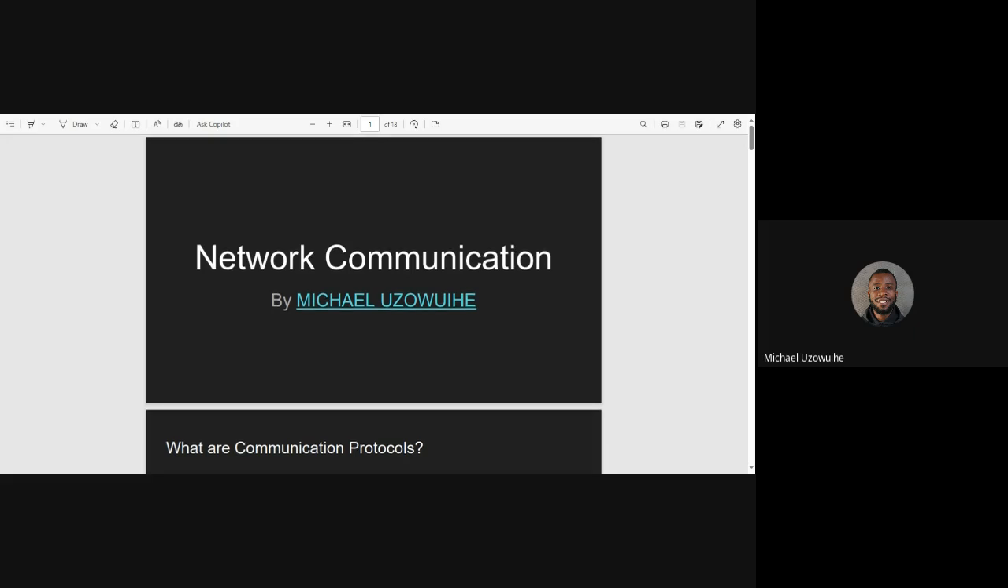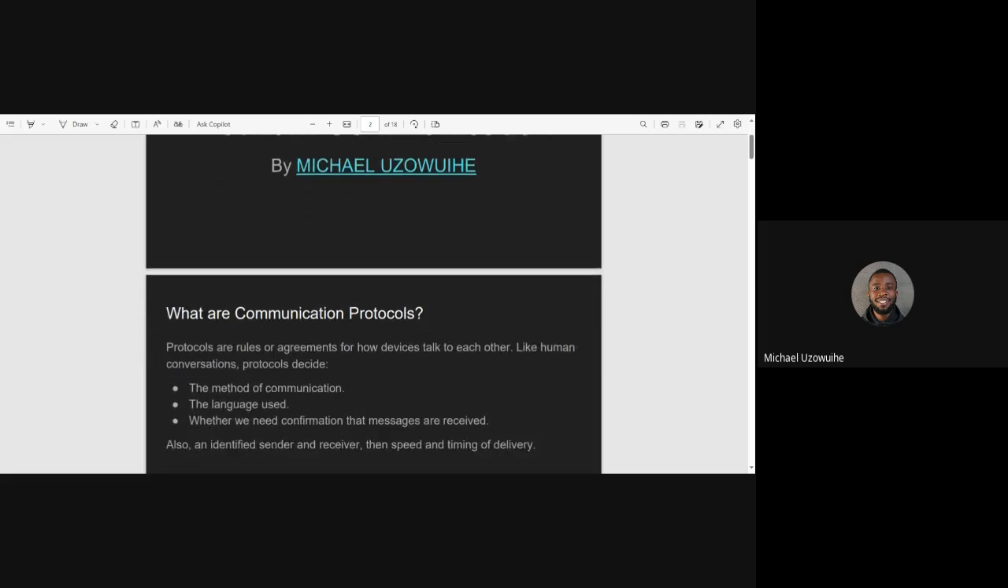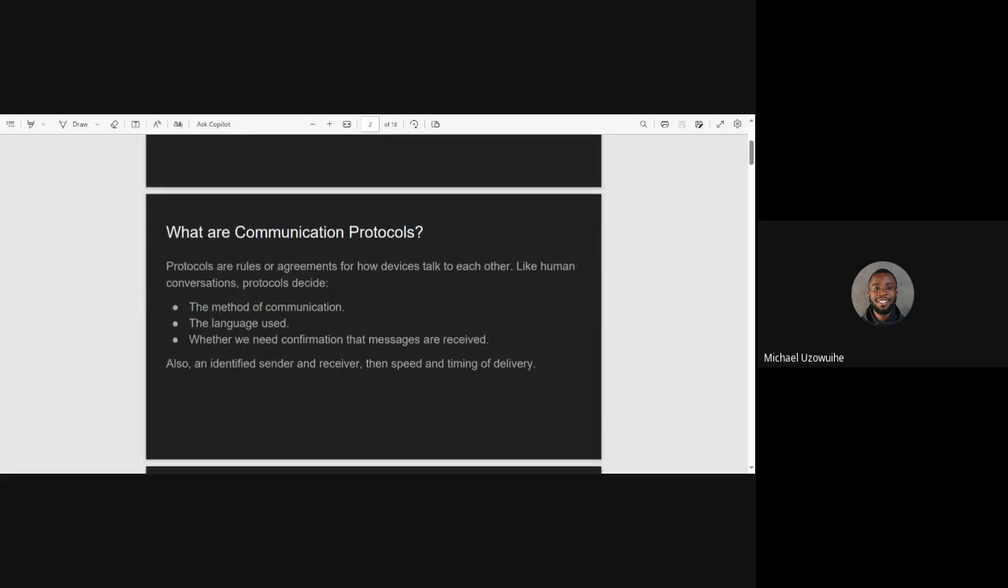Let's talk about communication protocol. So what are these protocols? What are they? As you can see, these protocols, I said, are kind of things that bring about orderliness. It brings about the feasibility of one device sending something and the other understanding what they are sending.